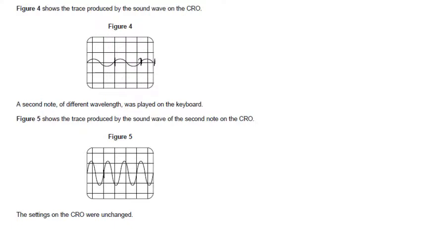In figure 5 we can see there are 1, 2, 3, 4 waves. So figure 5 shows a higher frequency. Figure 4 also shows a low amplitude, and figure 5 shows a much higher amplitude wave.